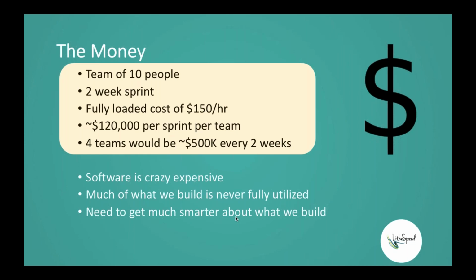And that's even going to be low in some markets. Here in the Washington, D.C. area, where I'm talking to you from, that fully loaded cost would actually be higher than this probably. That comes out to be about $120,000 per sprint per team. And that's just one team. Imagine if you've got 4 teams, which is still a pretty small organization. 4 teams would be burning through $500,000 every 2 weeks. So the economics here are just staggering, and it's crazy. Having custom software developed is an extraordinarily expensive endeavor, and we need to use that cost very wisely.